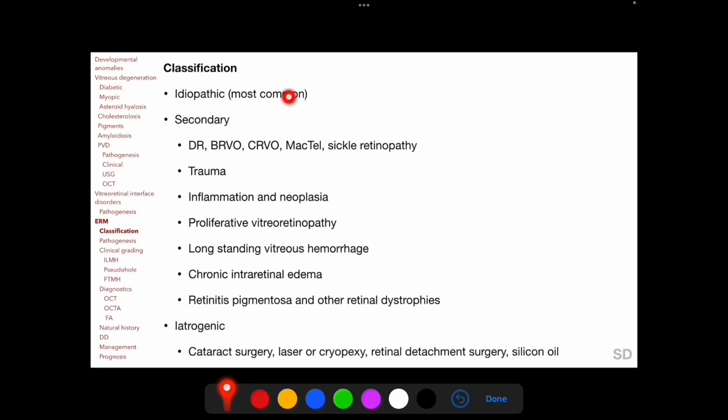The most common type of ERM is idiopathic, but ERMs can also be secondary to a large number of ocular diseases or iatrogenic following ocular surgery. Secondary ERMs can occur following retinal vasculopathies, trauma, inflammation, proliferative vitreoretinopathy, after long-standing vitreous hemorrhage, in chronic intraretinal edema, and in retinal dystrophies. Iatrogenic ERM can occur following cataract surgery, laser photocoagulation or cryopexy, and retinal detachment surgery.